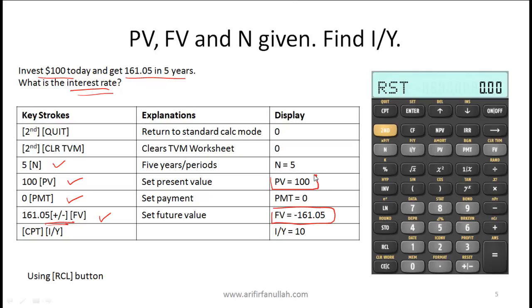The present value and future value need to have opposite signs. If you don't do this, you will get the dreaded error 5. So make sure you have these two in opposite signs, and then just hit compute IY, and that will give you an interest of 10%.